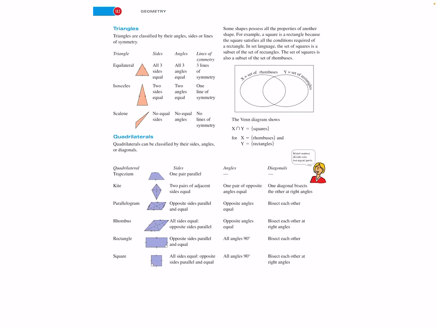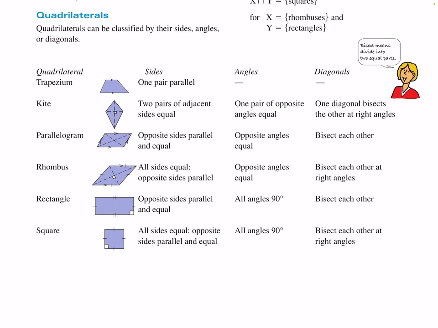Page 162 is something you have to get acquainted with. Why? They can ask this of you in a Paper 1. They can ask you, name the parallelogram which has all sides equal. And they give you kite, parallelogram, rectangle, rhombus. And the answer would have been rhombus.